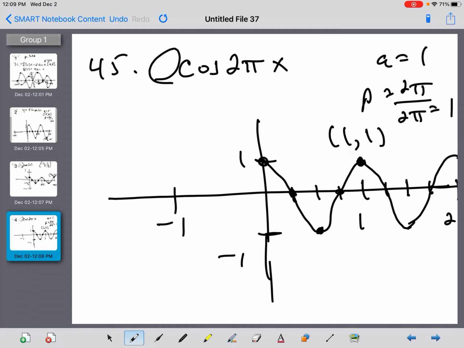Now, if I did the cosine of 2 pi times 1, the cosine of 2 pi is the same as the cosine of 0, which is 1. So doesn't that repeat every 1 unit, and that's the period?